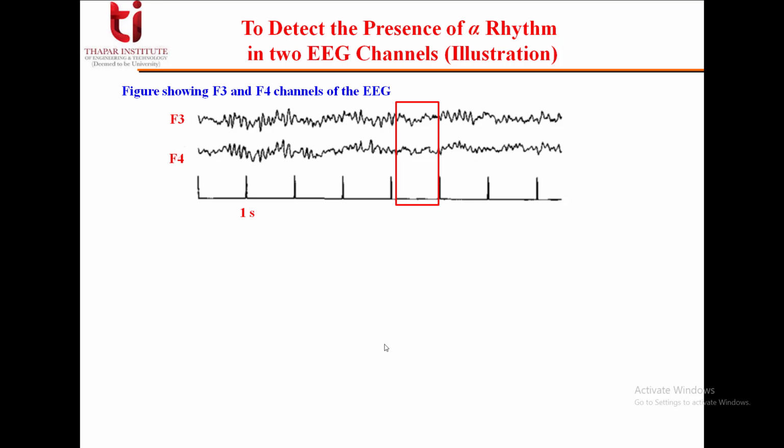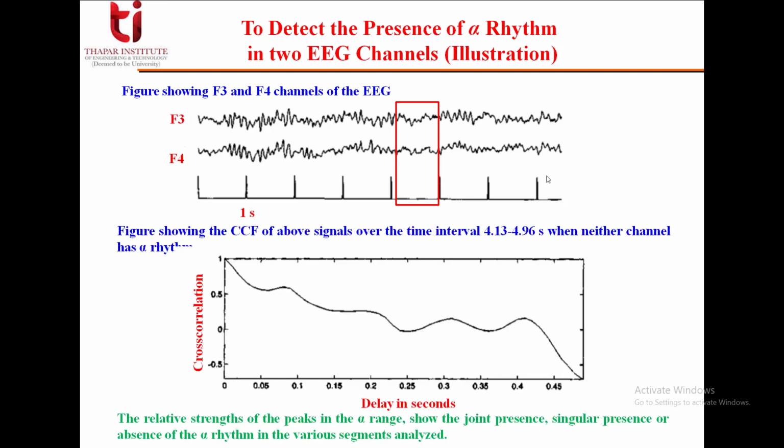Now we have another case, where the signal is taken from the F3 and F4 channels, and if we see, there is no alpha activity in either channel. We have considered this interval of 4.13 to 4.96 seconds, when neither channel is having alpha rhythm. This can also be seen if you compute the cross correlation function, as there is no peak, which means there is no alpha activity present.